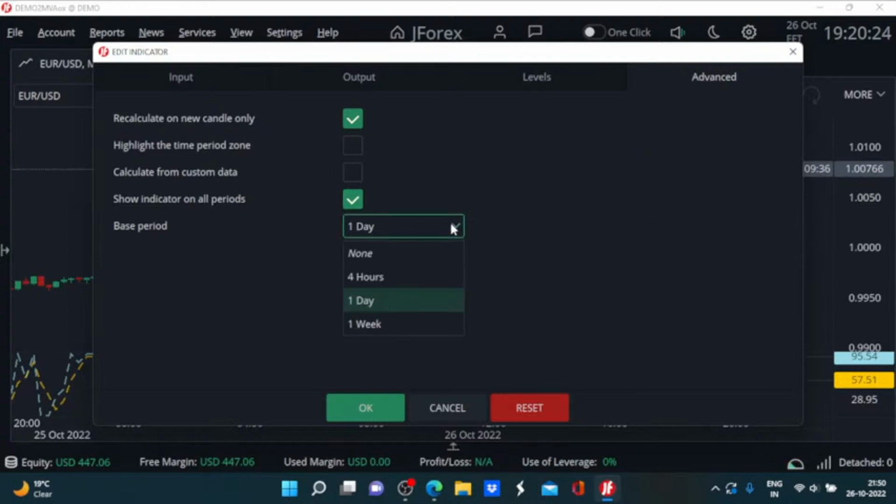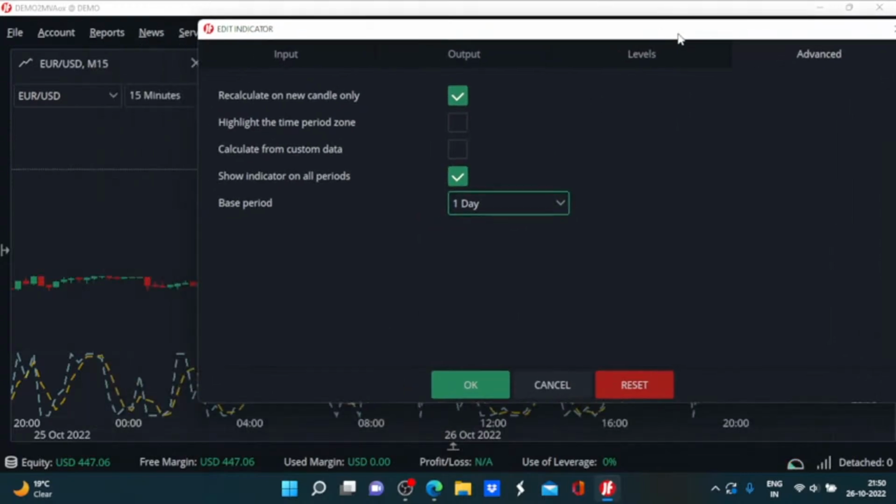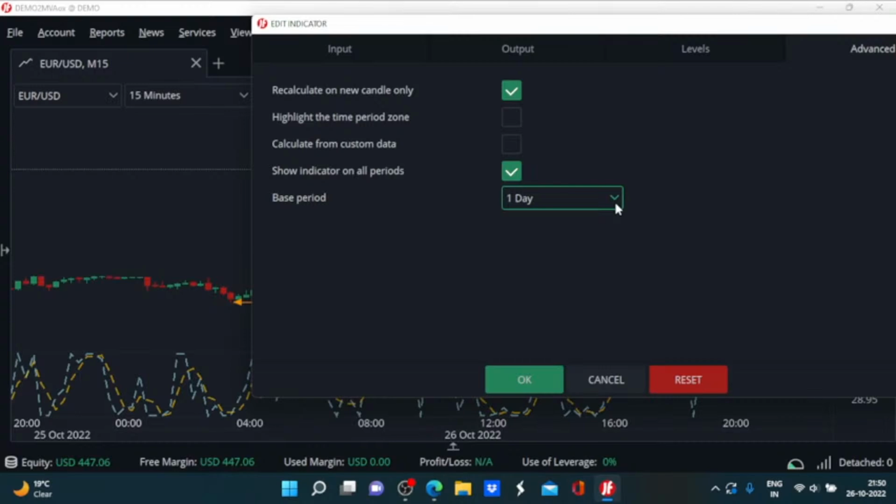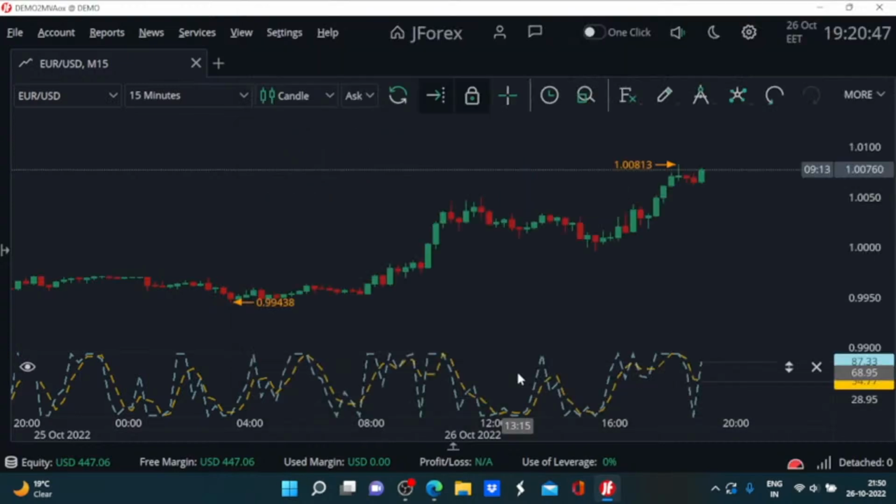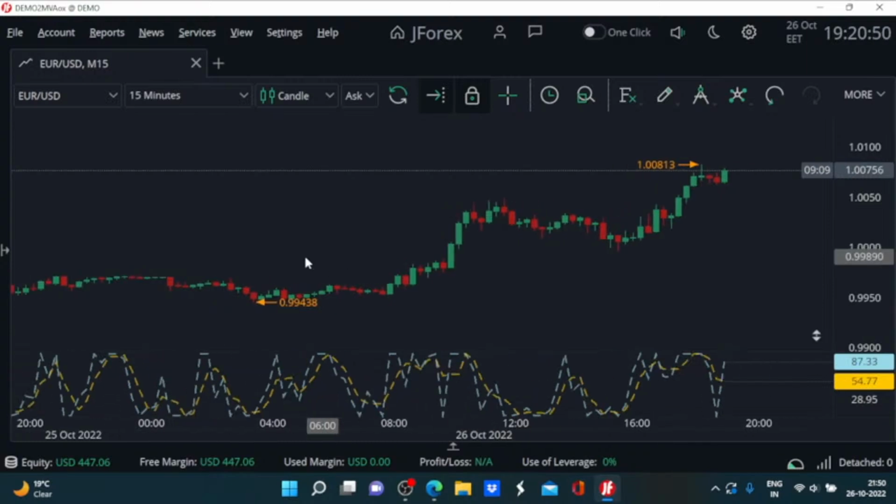All right, the base period, let's see if it shows any effect or not. Generally this varies depending on the indicator. Some indicators have a change in their output value depending on the kind of base period used, and some other indicators don't really respond to changes in the base period. So stochastic is one such indicator where the base period doesn't really matter.